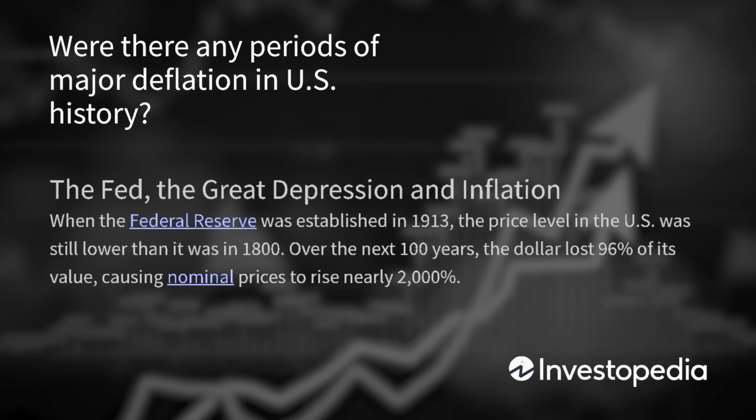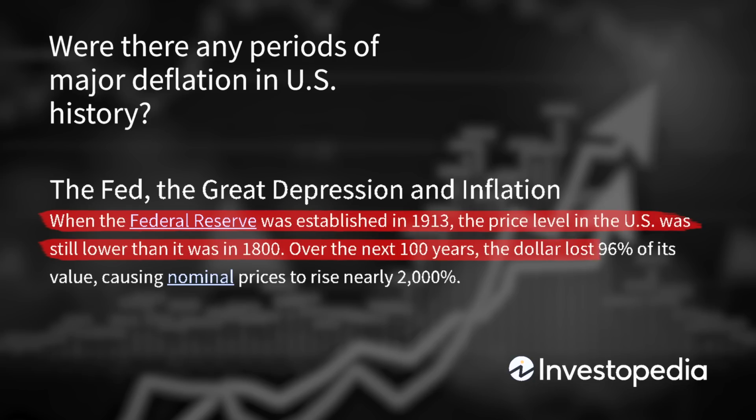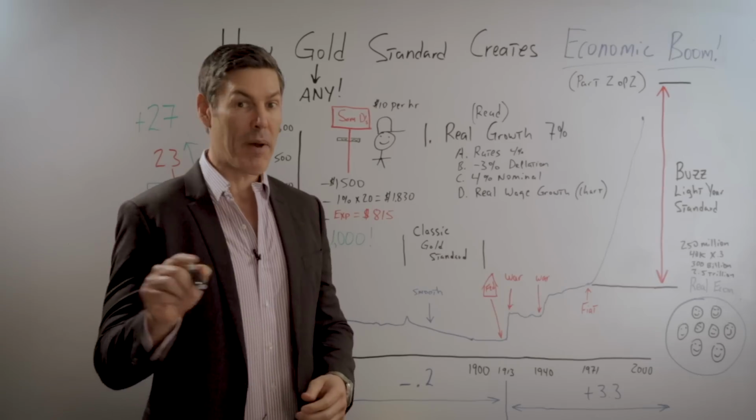I also want to point out that when the Federal Reserve was established in 1913, the price level in the U.S. was still lower than it was in 1800. Over the next 100 years, the dollar loses 96% of its value, causing nominal prices to rise by nearly 2,000%. Not too bad, was it?